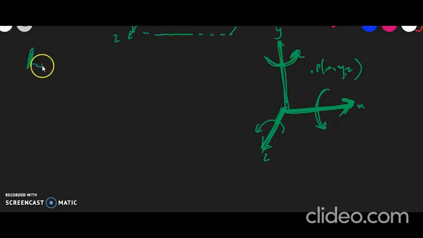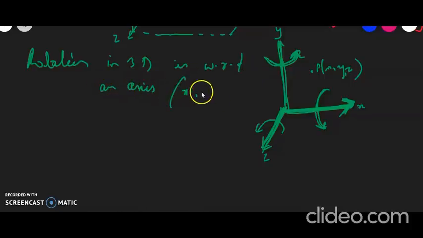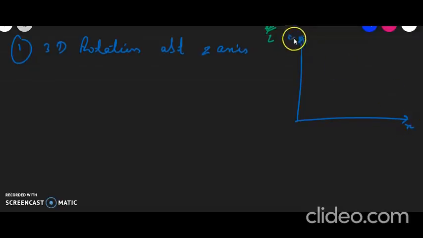So whenever I do my rotation in 3D, it is with respect to an axis. Either it could be x-axis, y-axis, or z-axis. Now we quickly look at the formulas to do it. Our first rotation is 3D rotation about z-axis. So this is x, y, and z. We are doing rotation about z-axis.